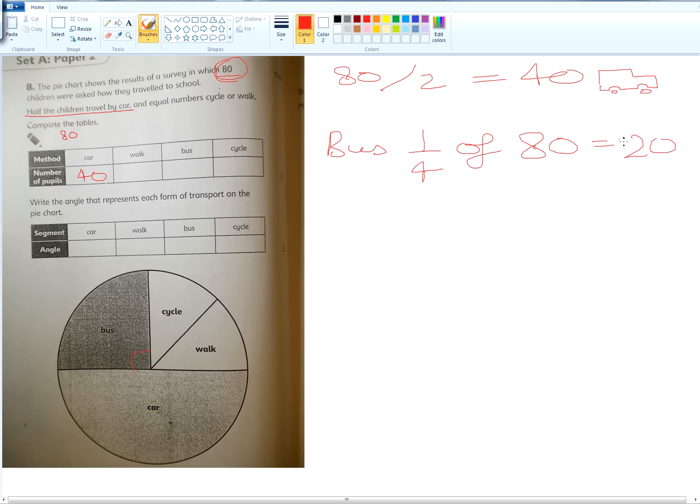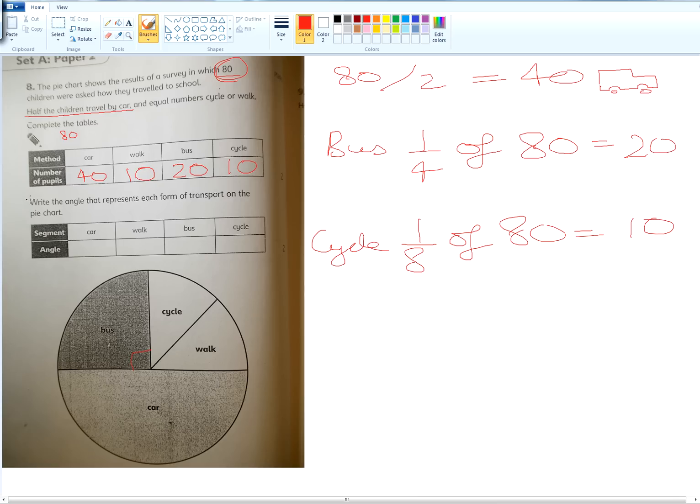So a quarter of 80 is 20. So put the bus in here. Now this cycle and walk are equal, aren't they? Cycle and walk together make how much of the pie chart? One quarter. So what's half of a quarter? That's called an eighth. So an eighth of 80 is going to be cycling, 10. So cycle is 10, and because the walk is equal to it, walk will also be 10.